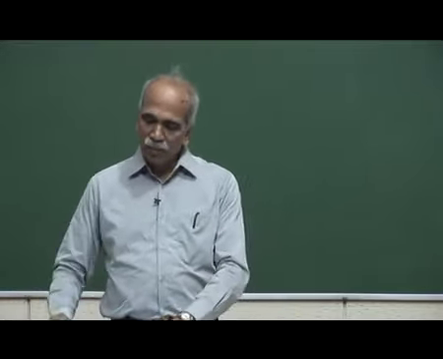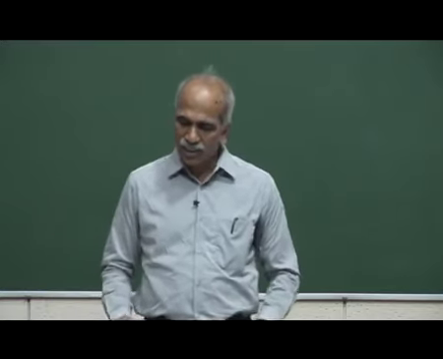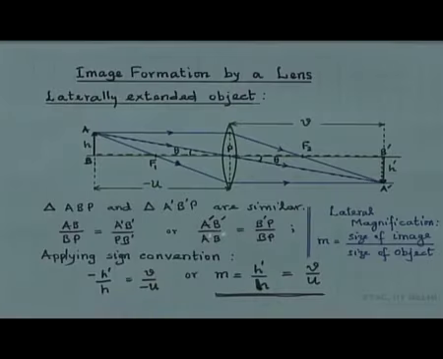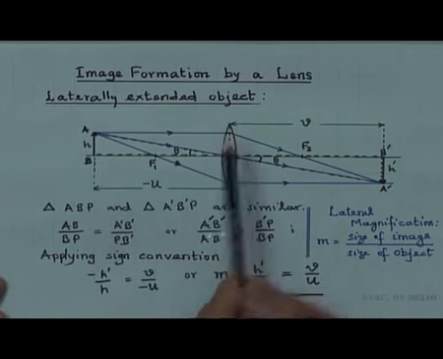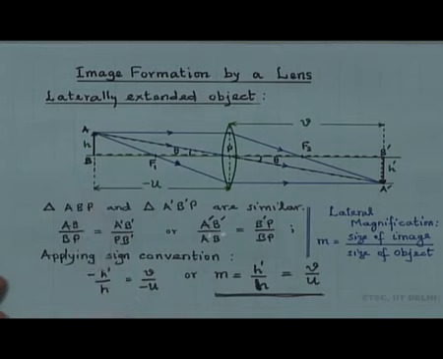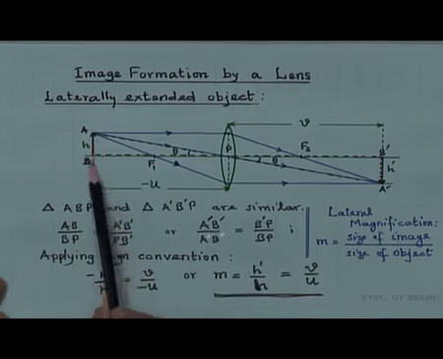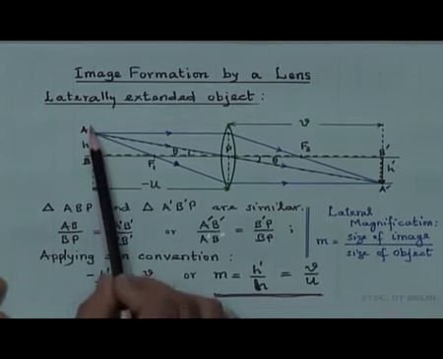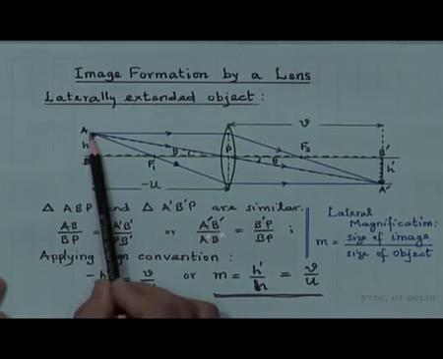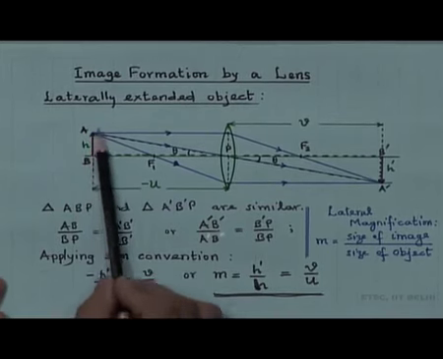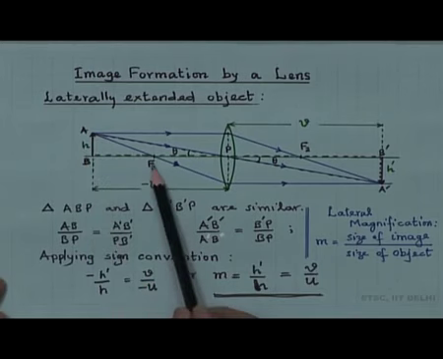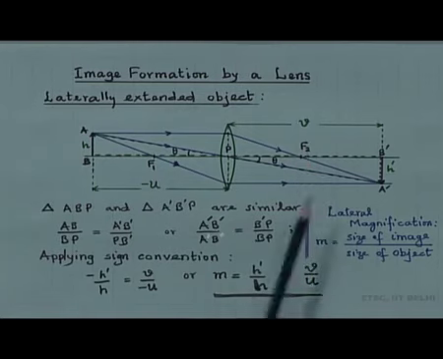So, let me briefly discuss formation of images. We have discussed formation of images in detail in the case of mirrors. So, now we are discussing formation of images by a lens. Laterally extended object: I have already discussed formation of image of a point object, but now we are considering a laterally extended object, that is a line object here of dimension AB. AB is the object, F1 is the first principal focus, F2 is the second principal focus.